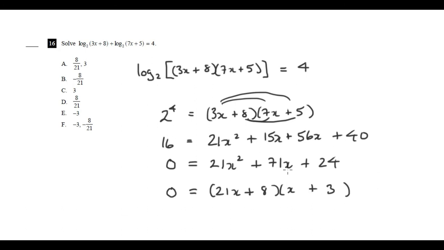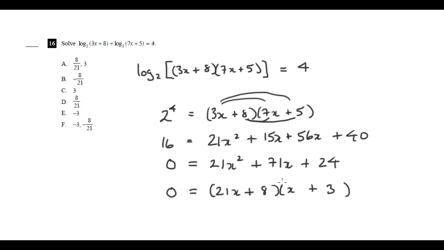So I guess we would have been searching for two numbers that add together to give me 71 and multiply to give me 21 by 24. Yeah, like I say, not very user-friendly if you're trying to factor it, but the multiple choice options actually make it pretty easy. So let's check to make sure this does work.